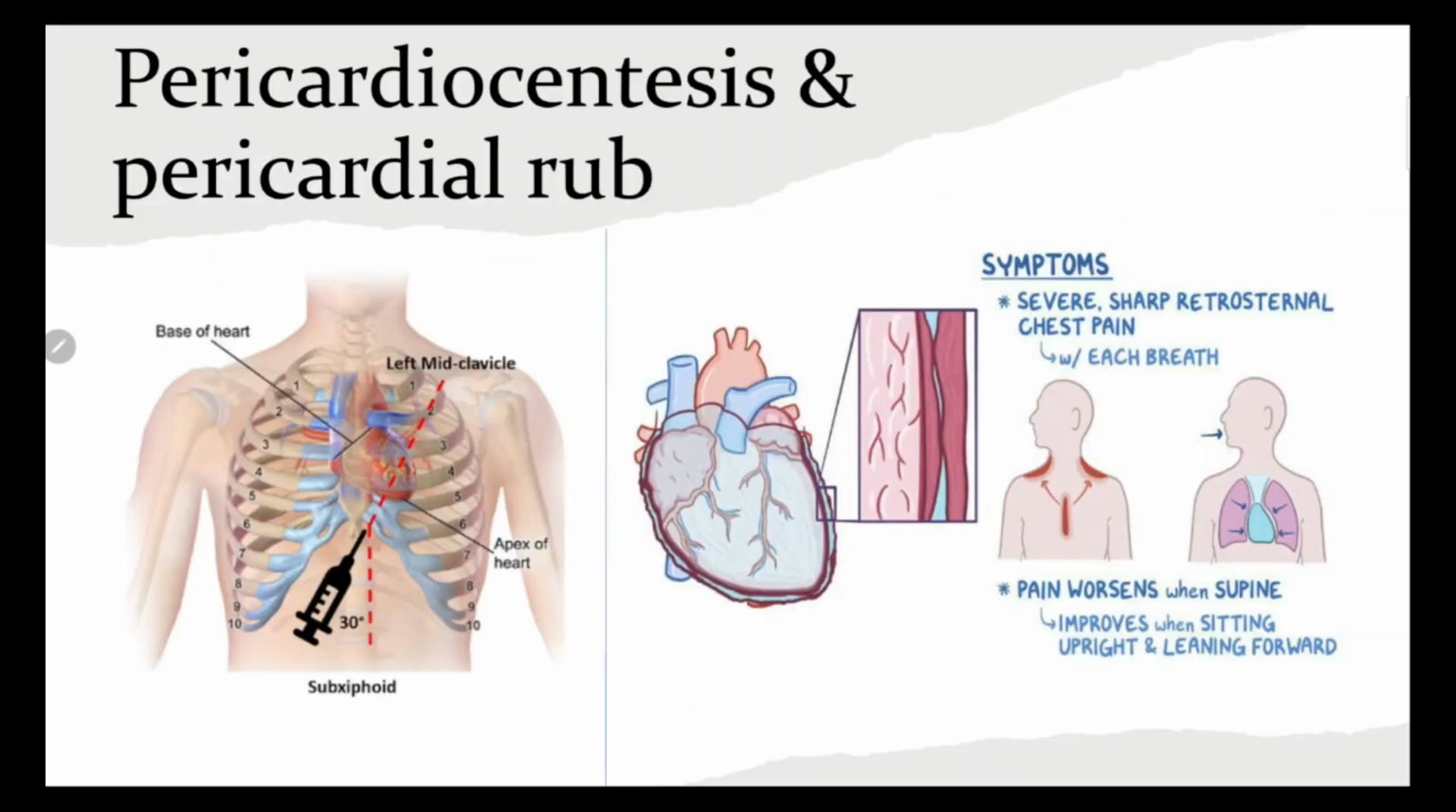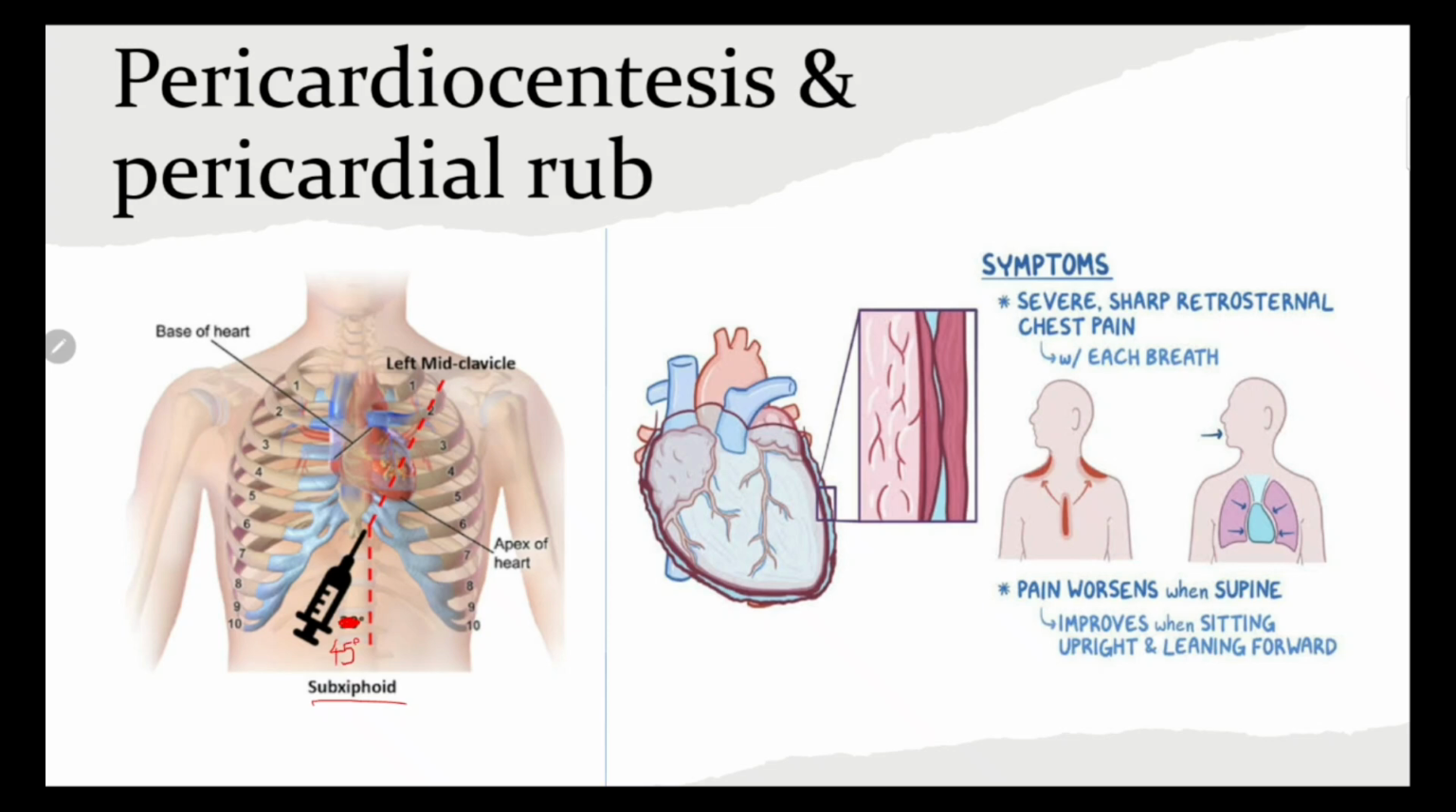Moving on to the next, that is pericardiocentesis and pericardial rub. Excessive pericardial fluid can be aspirated from the pericardial cavity by two routes. One is the sternal approach and another is the subxiphoid approach. In the sternal approach, the needle is inserted through the left fifth or sixth intercostal space immediately adjacent to the sternum. In the subxiphoid approach, the needle is inserted in the left costoxiphoid angle and passed in an upward and backward direction at an angle of 45 degrees to the skin.